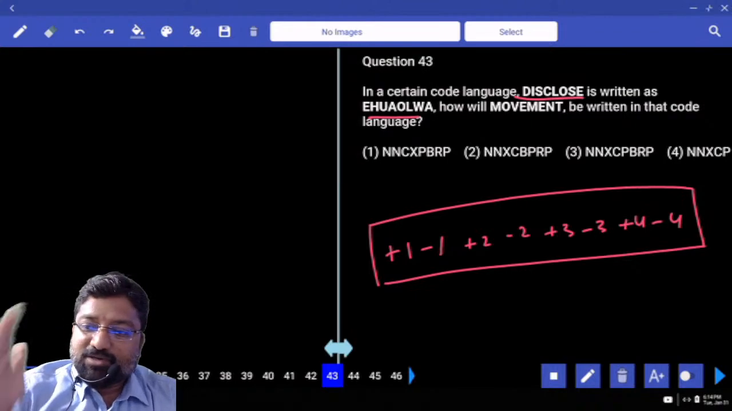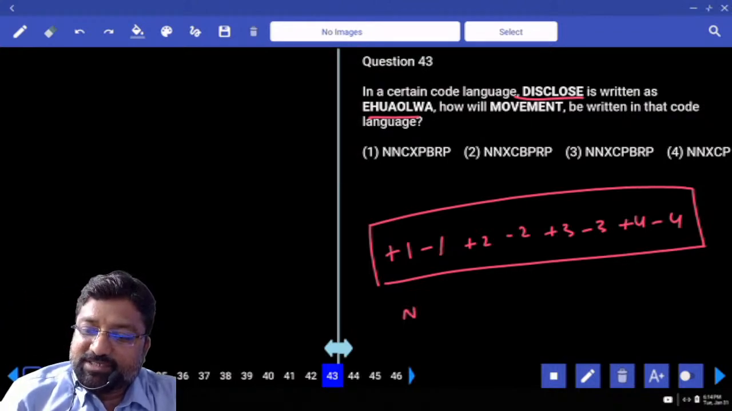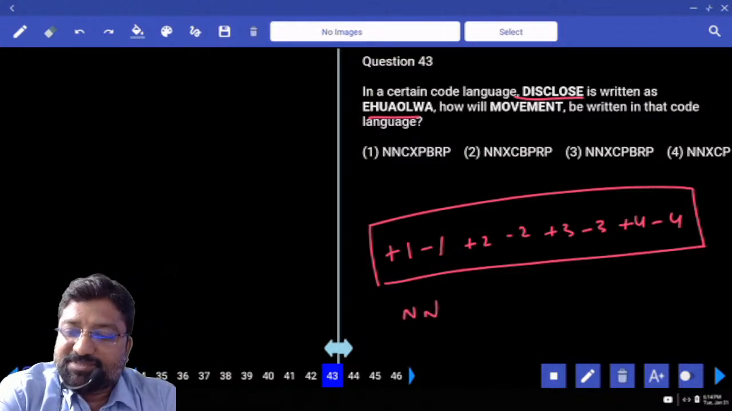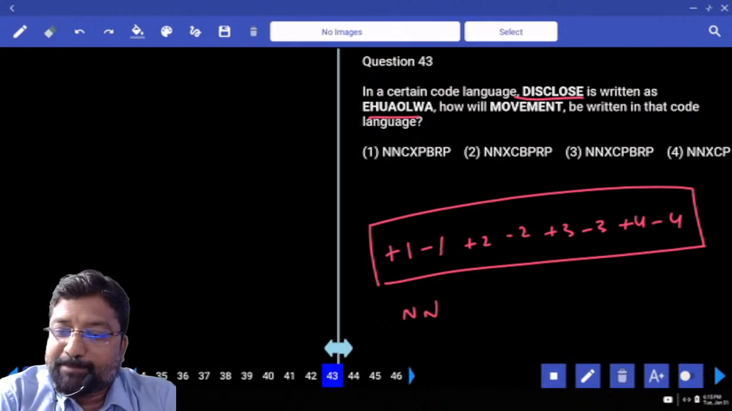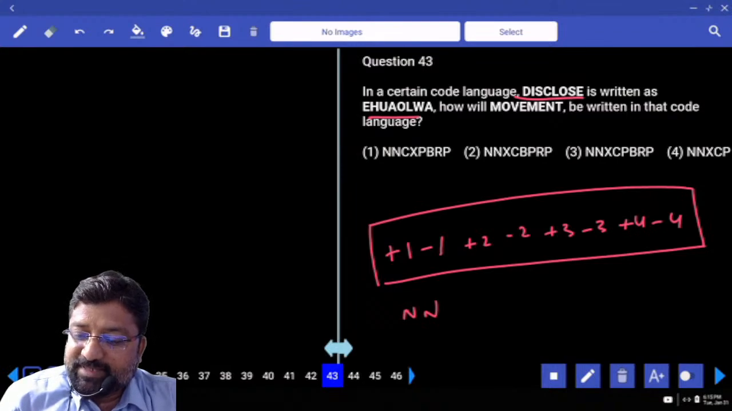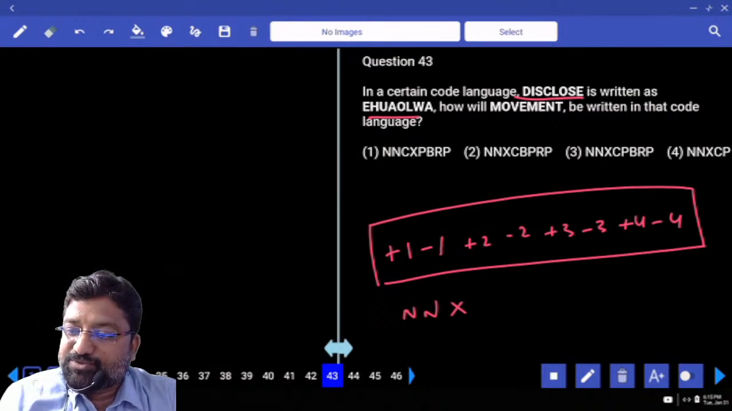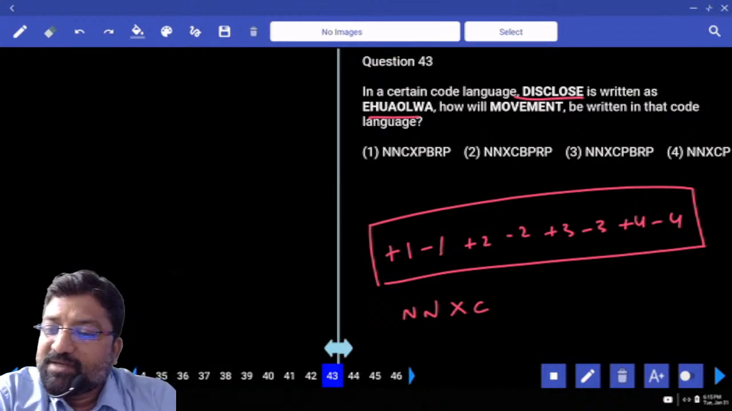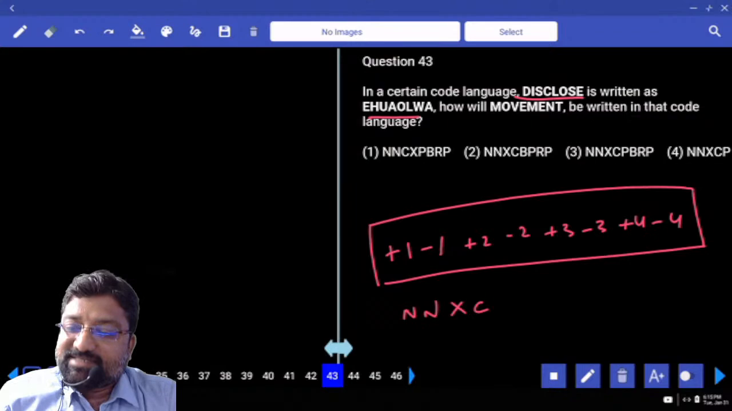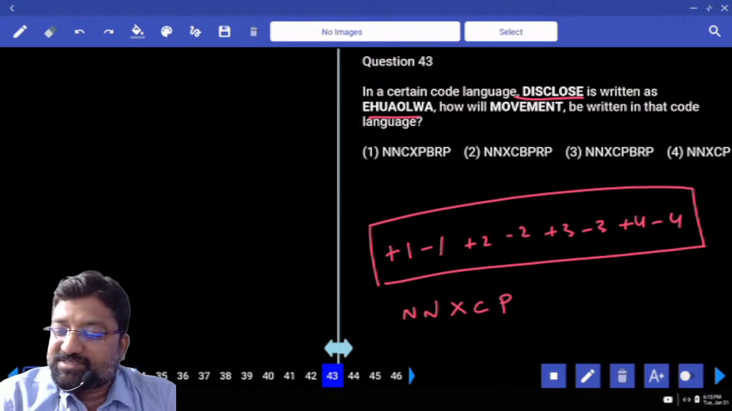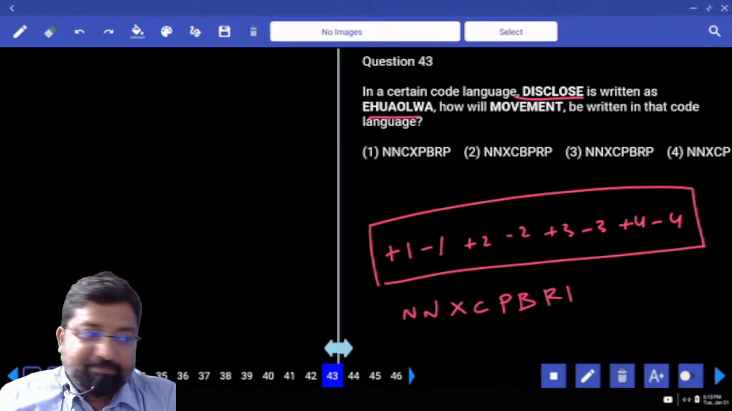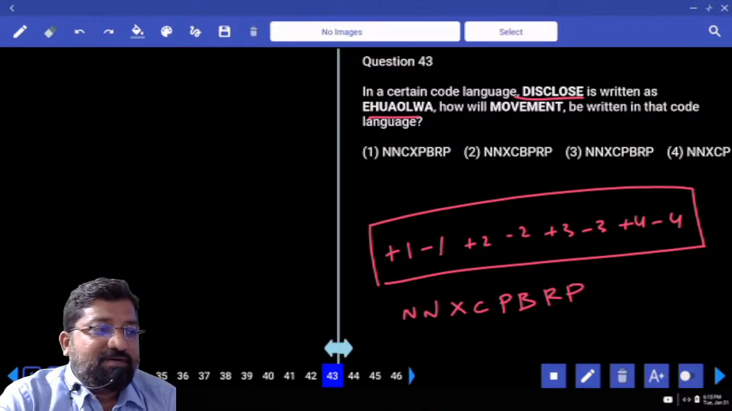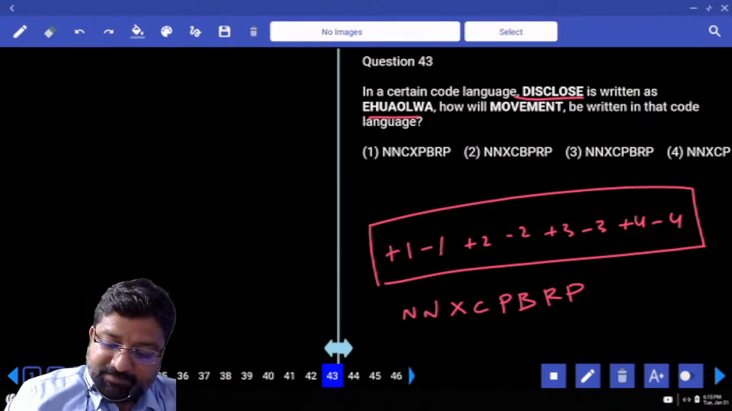M is plus 1, N; O is minus 1, N. How many options? All the options. Next, V is 22, minus 2. Then plus 2, plus 2: 22 plus 2 is X. Then E minus 2 is C. Next, M is 13, plus 3 is 16, P. 5 minus 3 is 2, B. N is 14, plus 4 is 18, R. 20 minus 4 is 16, P. Which option is my answer? Third option. Next question.